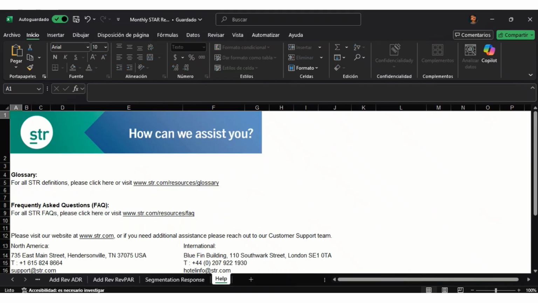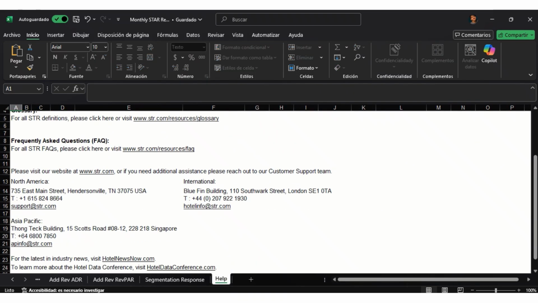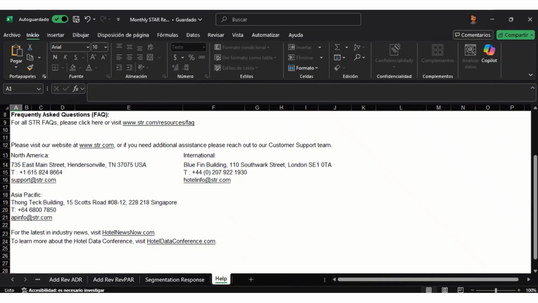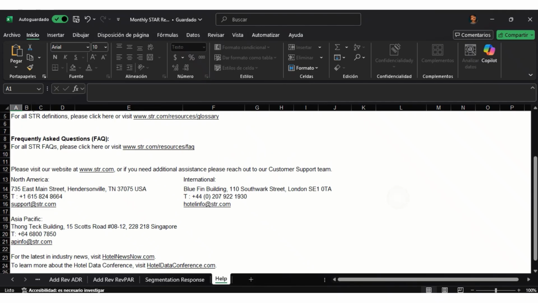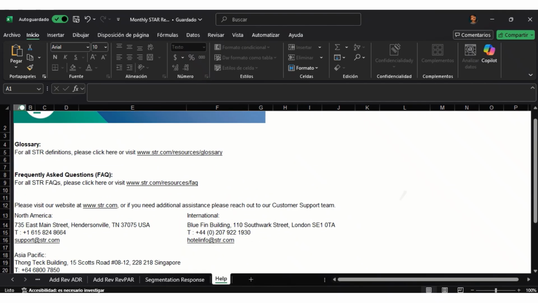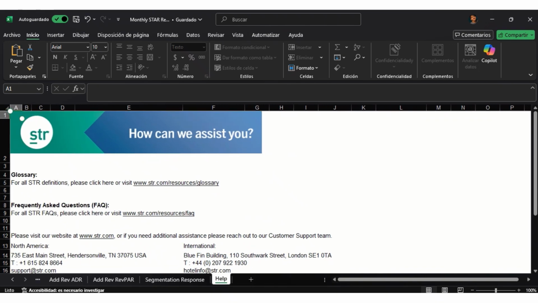So here we are. And for the last one, we have help, which provides instructions and definitions for all KPIs and calculations used in the report. It serves as a guide for users who need clarification on terms like occupancy, ADR, RevPAR, and indexes. Here we have it. And that's it.